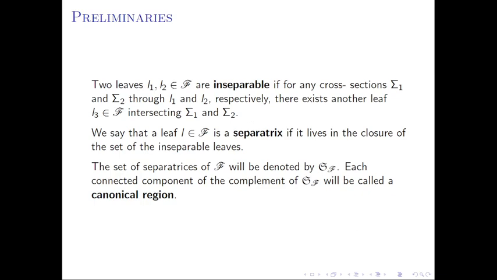Now some preliminaries. Two leaves L1 and L2 of a regular foliation F in the plane are inseparable if, for any cross-sections sigma 1 and sigma 2 through L1 and L2 respectively, there is another leaf L3 intersecting sigma 1 and sigma 2. We say that a leaf L is a separatrix if it lives in the closure of the set of inseparable leaves. Each connected component of the complement of the set of separatrices of F will be called a canonical region.